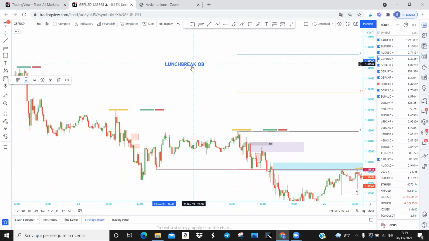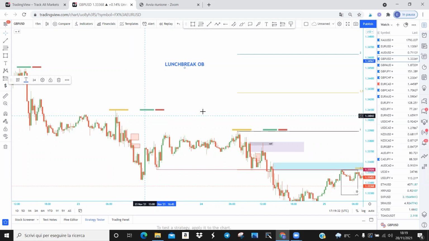So what is the lunch break order block? It is an order block, supply or demand level that is usually created during this small little window between the London and the New York kill zone. Okay, now why do we need it? What do we need it for? How to use it? What to look for?